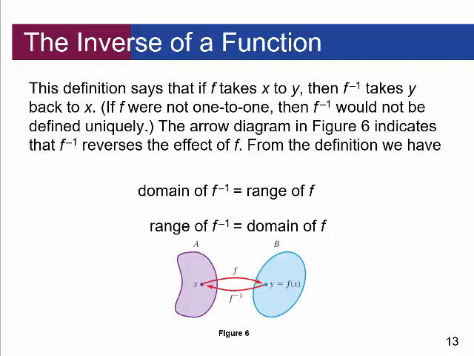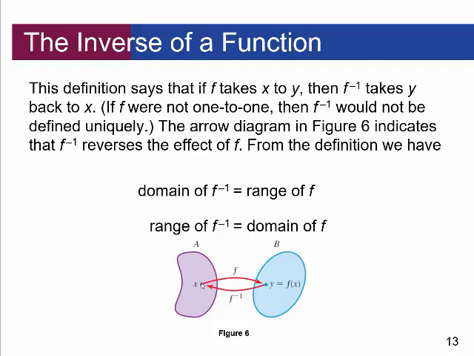All right, this definition says that if f takes x to y, then f inverse, f⁻¹, takes y back to x. If f were not one-to-one, then f inverse would not be defined uniquely. Important. The arrow diagram we see below indicates that f inverse reverses the effect of f. So from this definition, we have the following.